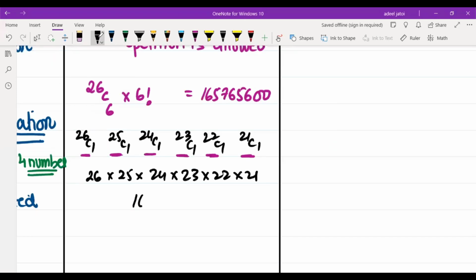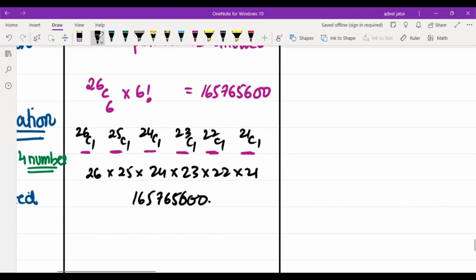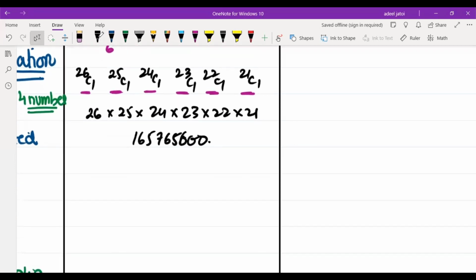165,765,600. If the same question clearly says that repetition is allowed, now what does this mean?